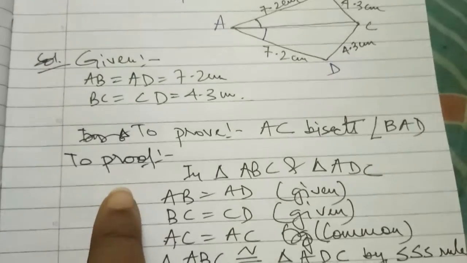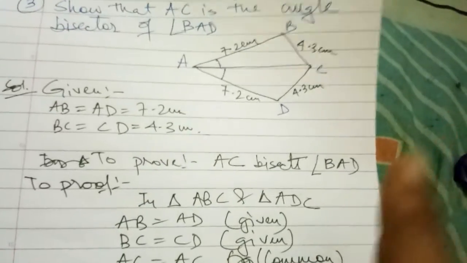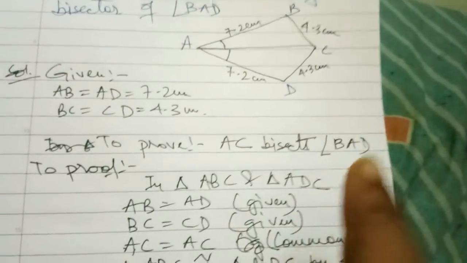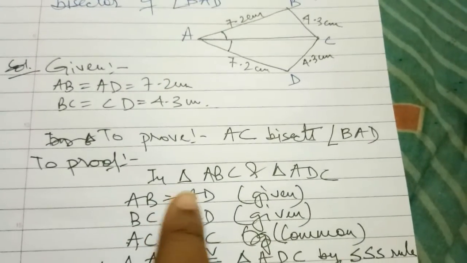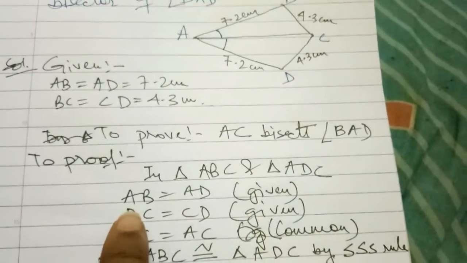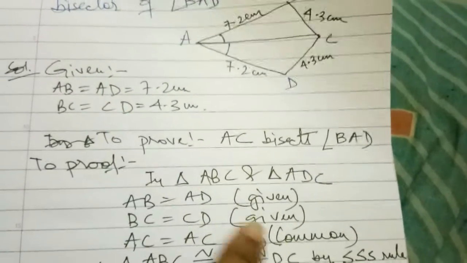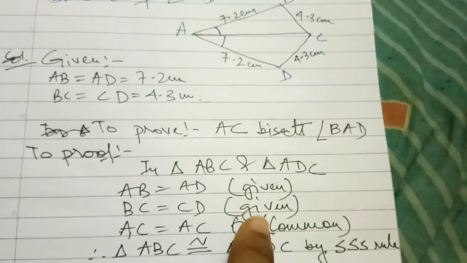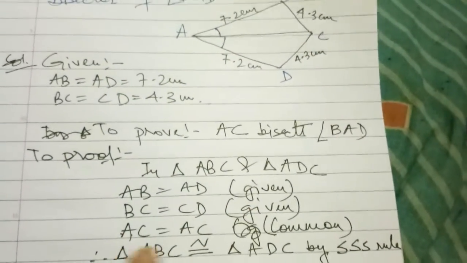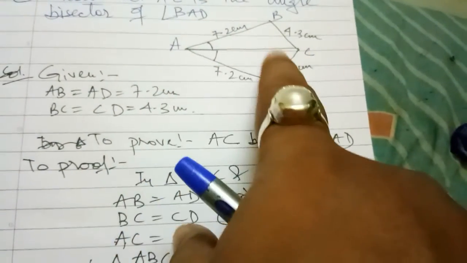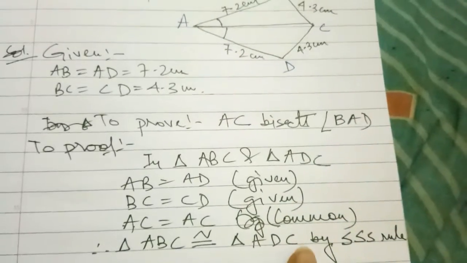Now we have to come to the proof. In the proof, always mention both the triangles you are making congruent, properly. In triangle ABC and triangle ADC, AB equals AD, given. BC equals CD, given. From here I have written all these things. Again, you don't have to write down the value. Once you have written in the given, you write down the given only. And AC equals AC, this is a common boundary. In both these triangles, AC is the common side. For this I have written common.